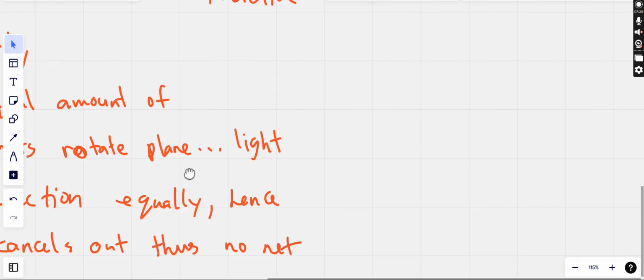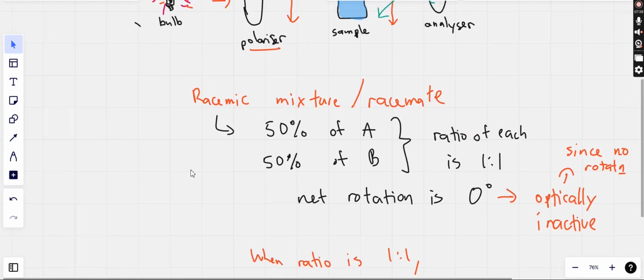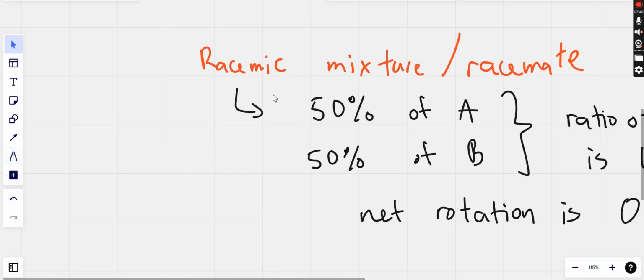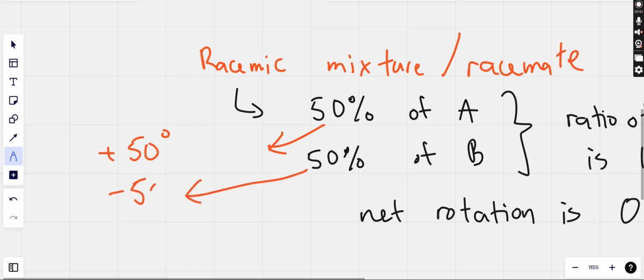So what it is saying is that 50% of A will rotate by plus 50 degrees, 50% of B will rotate by minus 50 degrees, then you get a net of 0 degrees. So first you go 50 degrees clockwise, then you go back 50, so you get back to the same starting spot. So that's what a racemic mixture is about.